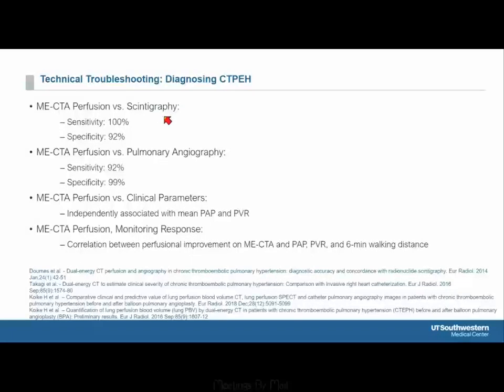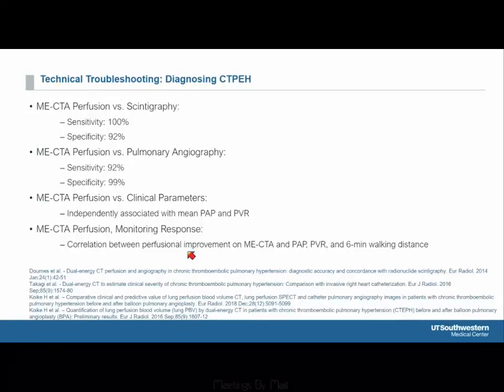In comparison with scintigraphy, multi-energy CTA perfusion has a sensitivity of 100% and specificity of 92% for detecting CTEPH. And in comparison with pulmonary angiography, also a sensitivity of 92% and specificity of 99%. We can also use quantitative parameters from the perfusion maps obtained on multi-energy CT, and those were inversely correlated with mean pulmonary arterial pressure and pulmonary vascular resistance.